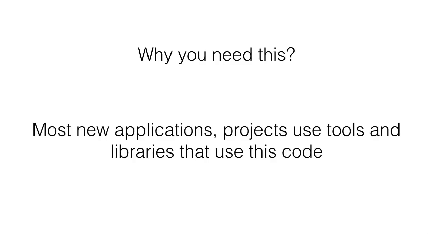Now, why do you need this? Well, very simple. Most new applications, like I mentioned before, in projects use tools and libraries that use this code, okay? So when you have an application, most of the time, a new application, something that just came up, you're guaranteed to see ES6 or even ES7 or ES8 features, okay? If we have those versions in the future. At the time of this recording, we only have ES6 and some ES7, okay? But they're going to even name it differently. But I want you to keep in mind that new applications, projects, or libraries use newer code 99.9% of the time, okay?